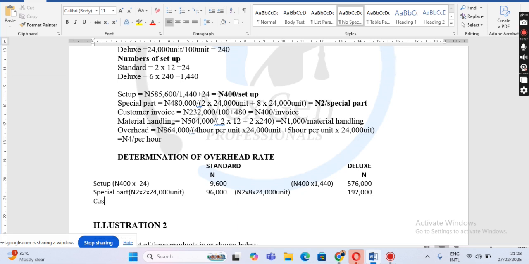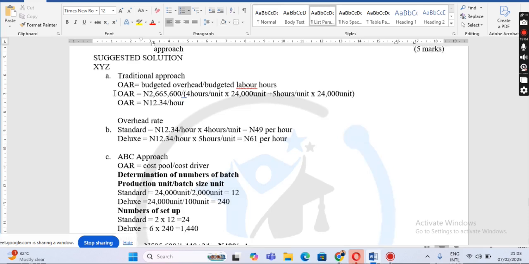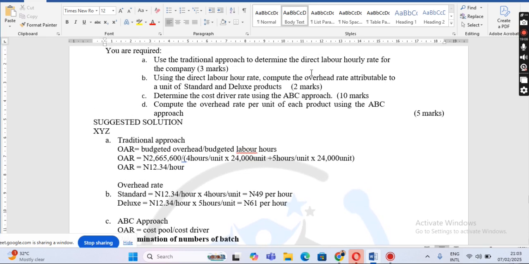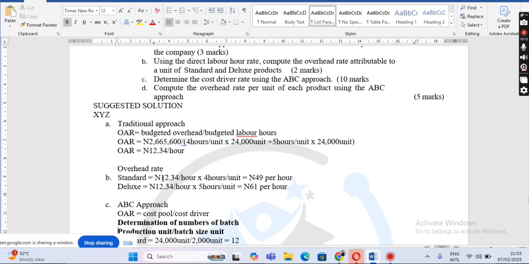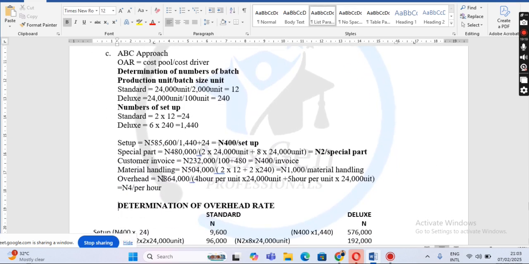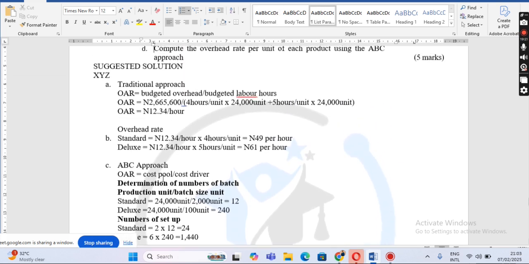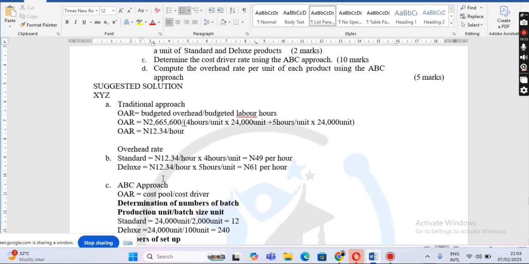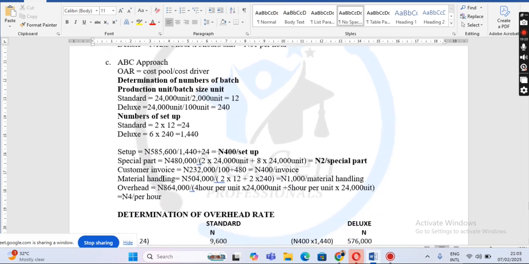The customer. Now, class, the first question, let me quickly go back to the requirements. Now, you can see that the question for the 10 marks says determine the cost rate using the activity-based costing approach. So that is the C. This is all the C part up to this part, right? And the D part of this question says compute the overhead rate of each product using activity-based costing, and this is the overhead rate that we are computing, right?